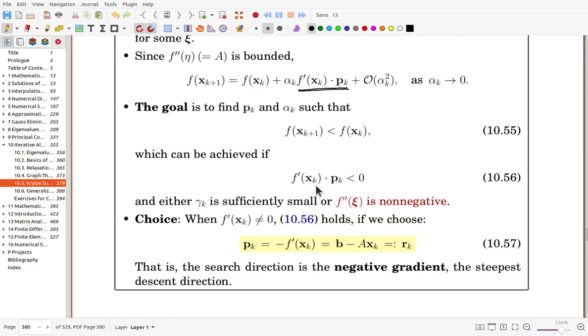So the negative of the gradient. So p_k is minus f prime. And practically this one is b minus A x_k. That is the residual, the kth residual. That's the choice for the gradient descent method. The negative gradient is chosen for the search direction. Once this search direction is chosen, what we have to do is to determine the step length.